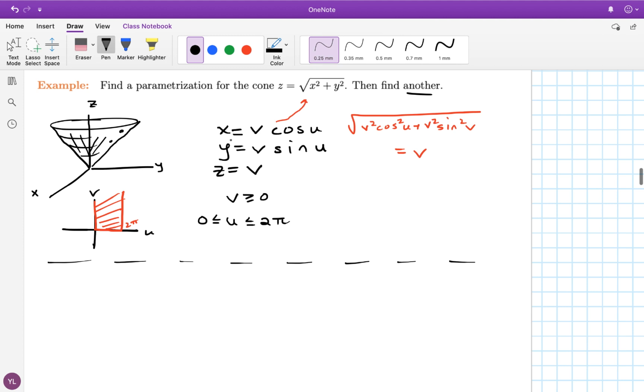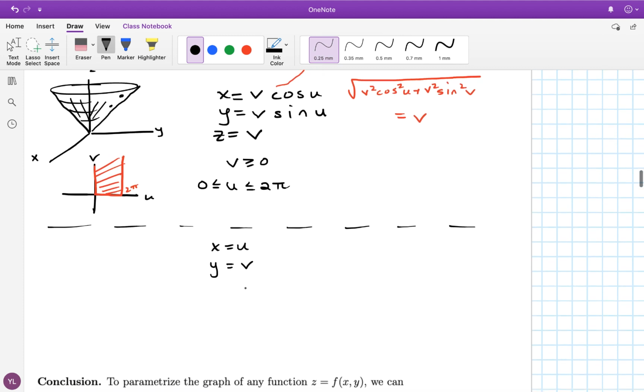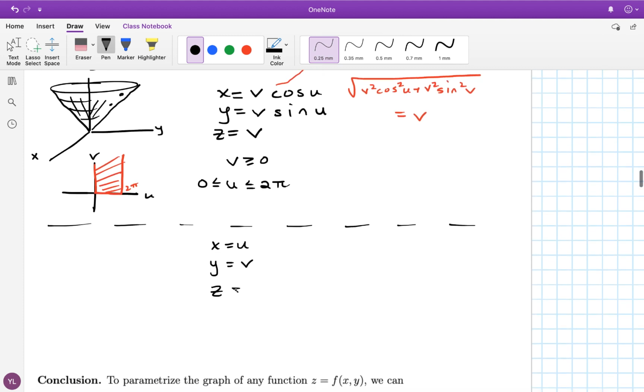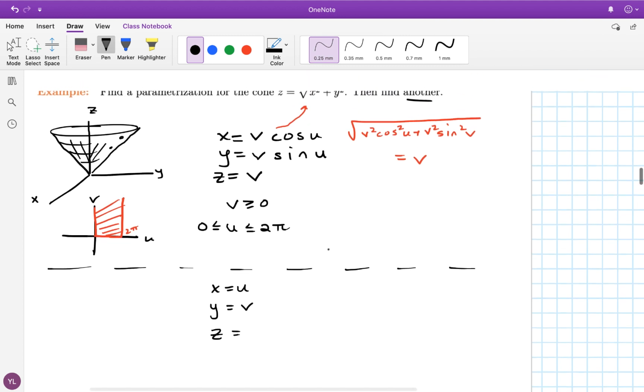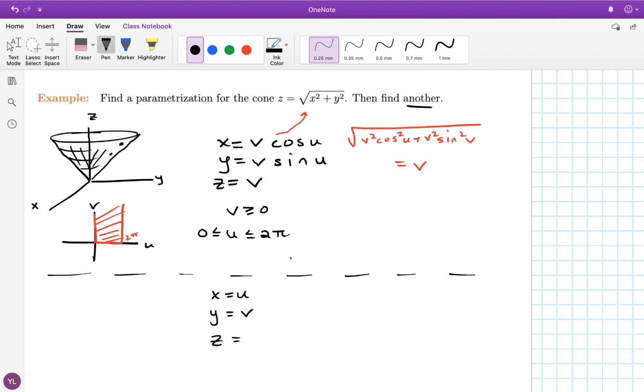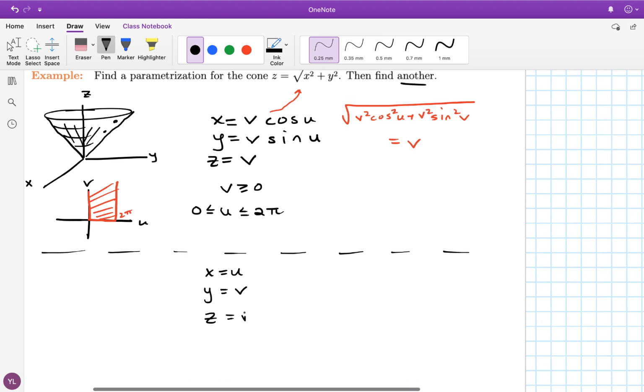What if we just let x and y be the parameters themselves, and since we know exactly how z depends on x and y, we can formulate the correct expression for z from that. So watch how this works. I let x be the u parameter, and I let y be the v parameter, and then I let z be what it should be, which is the square root of the x thing squared plus the y thing squared. So that would be the square root of u squared plus v squared.